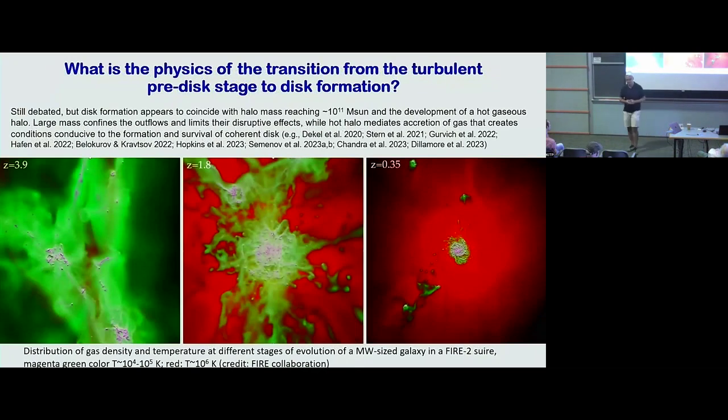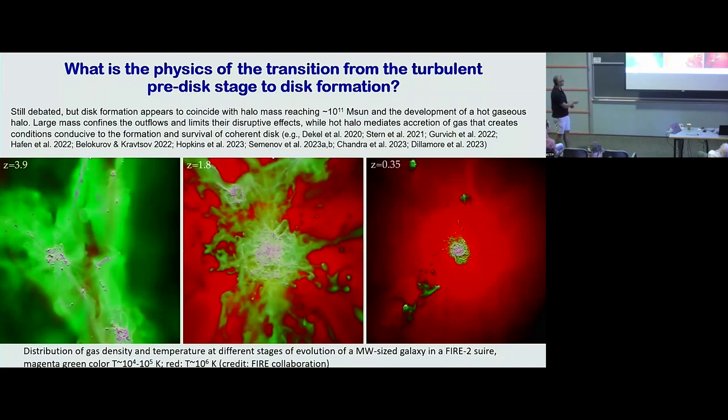This was a subject of dozens of papers over the last few years. I just mentioned a few of them here. And it's still not been conclusively agreed on what is the physics of disk formation. But what we can see is that in simulations, there is always a stage of evolution before disk forms.